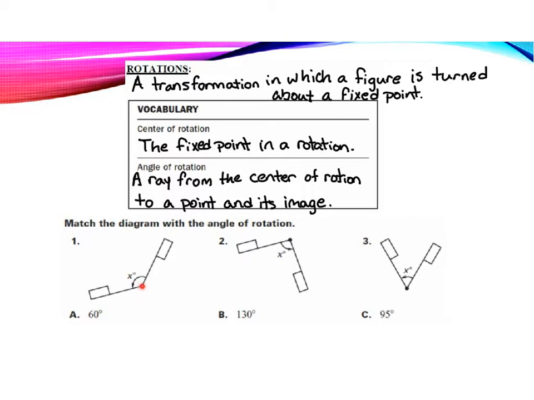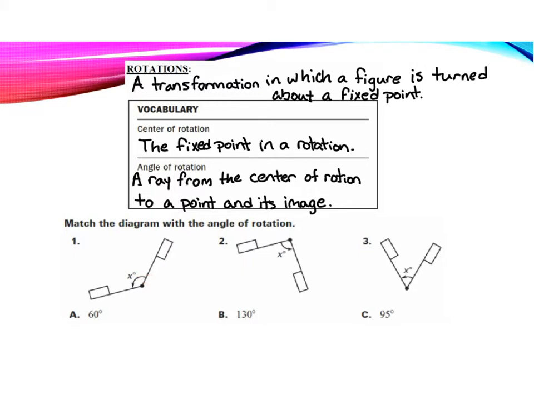We are given a fixed point, and this ray is coming from our image, and we are rotating around that fixed point to come up with the other image. The angle right here is our angle of rotation.